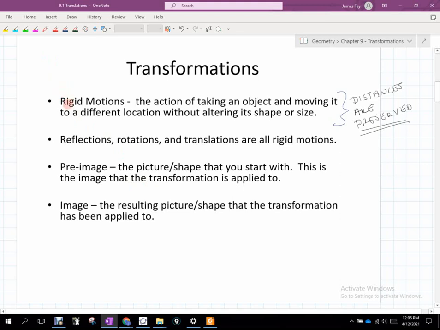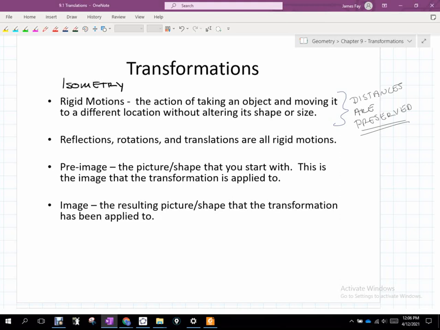Now, a synonym for rigid motions is the word isometry. Okay. Sometimes we'll say that two things are isometric. When two things are said to be isometric, that is another way of saying that they are congruent. Does that make sense? Okay.